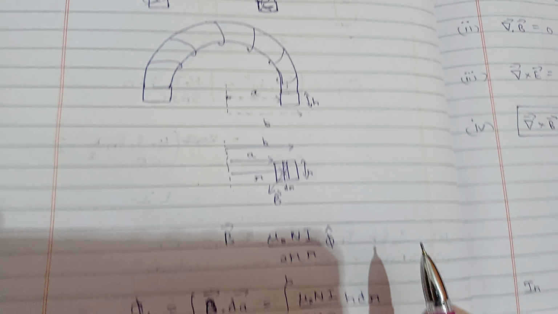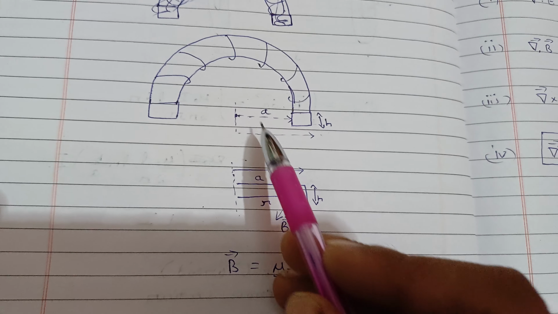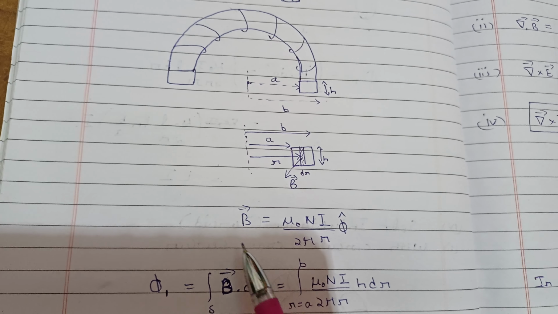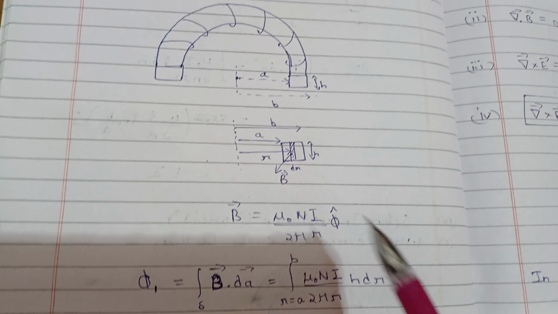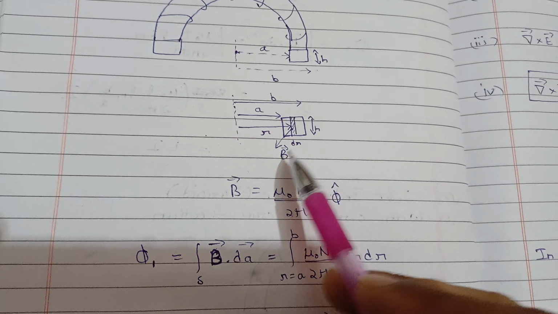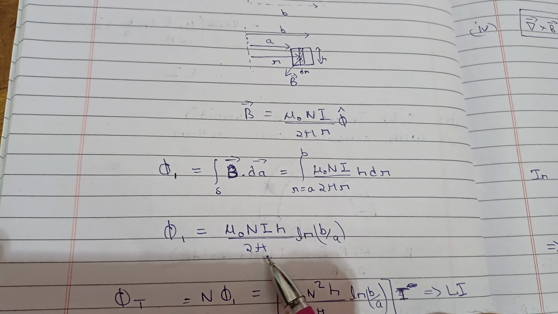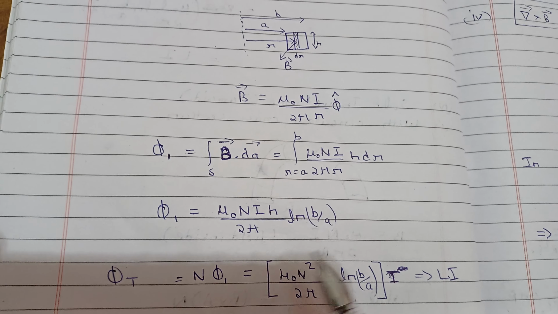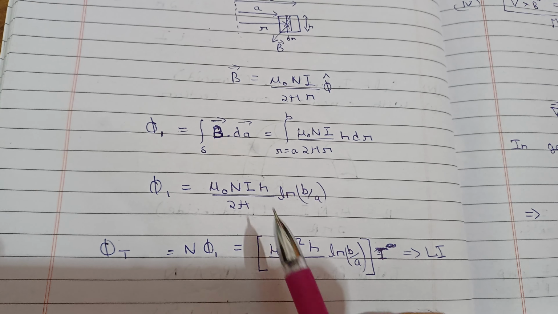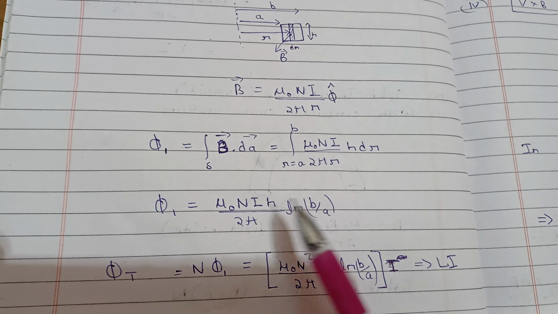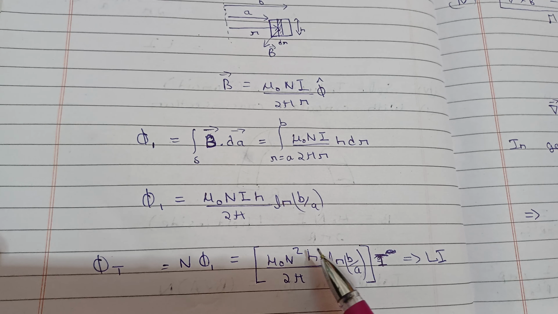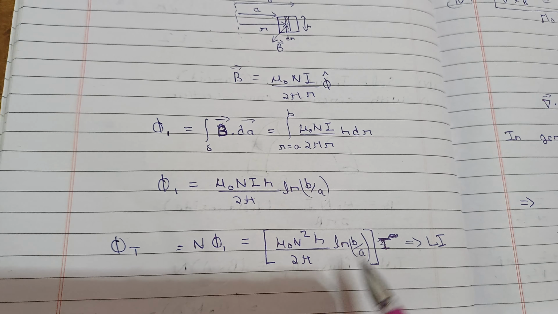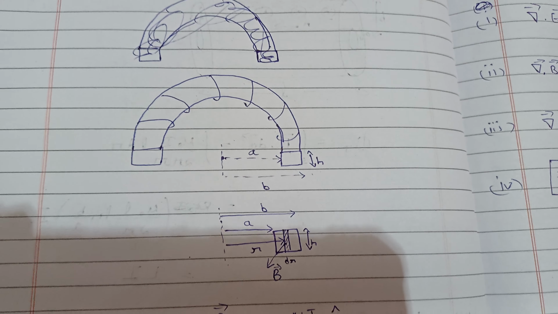The magnetic field inside will be mu naught n I divided by 2 pi r, where r is the distance from the center. This is the magnetic field in the tangential direction. The magnetic flux through the area h dr, integrated from A to B, gives mu naught n I h by 2 pi times log b by a. This is the magnetic flux through one coil, and for n coils we multiply by n, giving mu naught n square I h by 2 pi log b by a. Taking I out, whatever remains is your self-inductance, since flux equals L I. So that's how you find the self-inductance for different cases.